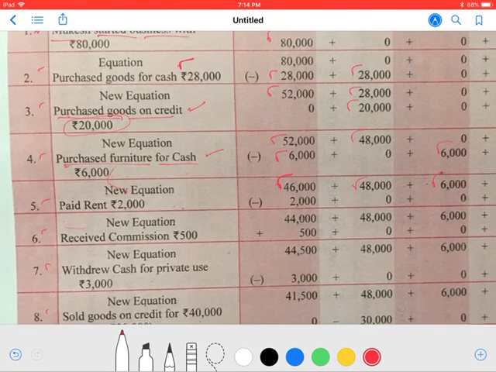Now another transaction is rent paid rupees 2000. देखिए बच्चों, if you are paying rent, it means we are paying rent in cash. तो it will reduce the value of cash.